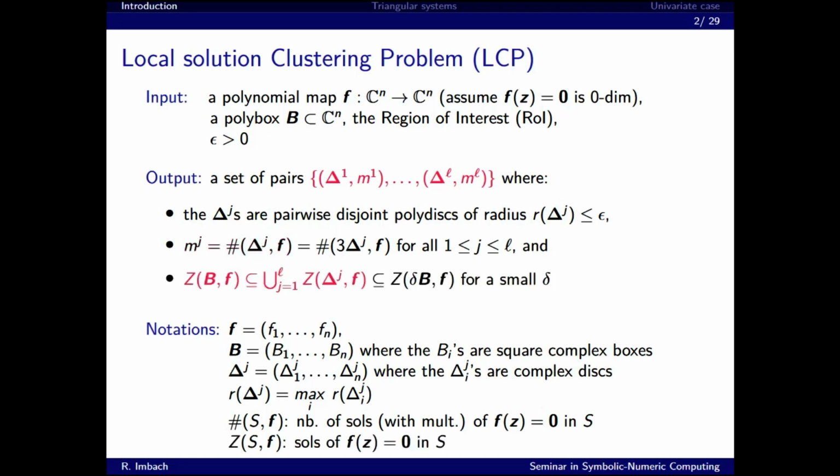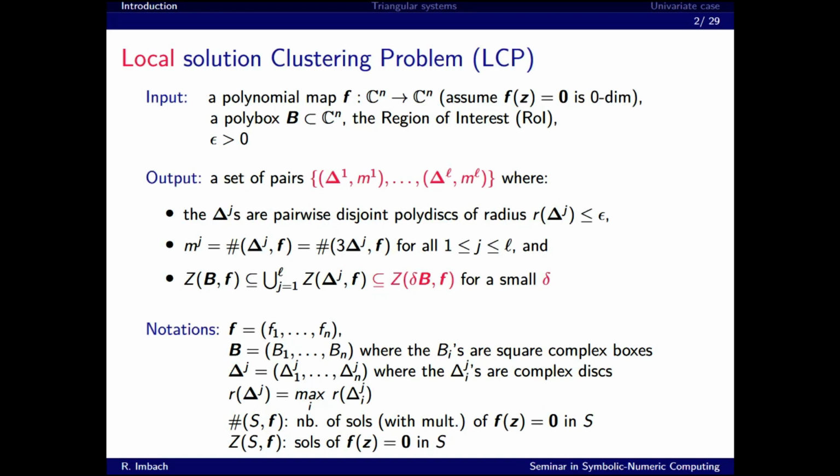And we want that each solution in the initial region of interest is to be in a delta J. We also only want the solutions that are in B or in a small inflation of B, here delta B. This is why we call our problem local. Presumably delta is arbitrarily small, so it is 1 plus delta times B, something a bit more than 1. Yeah, it's a small delta. I'm sorry, this is a mistake.